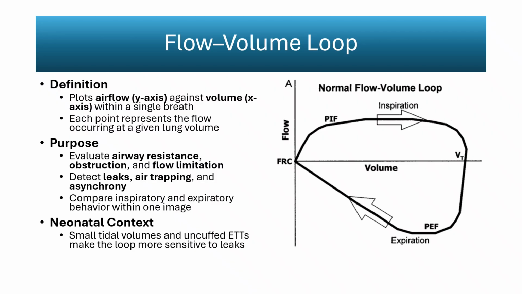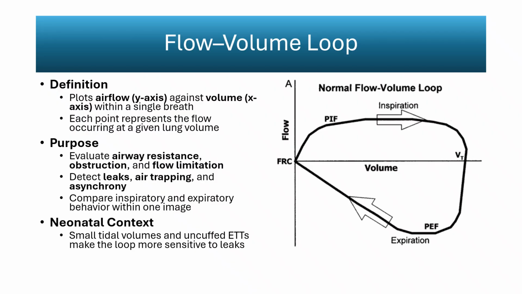The loop is also highly effective for detecting leaks, air trapping, or asynchrony. A leak reduces the measured expiratory volume and prevents the expiratory limb from returning to the starting point. Air trapping shifts the loop rightward or causes it to end at a higher volume than where it began. Asynchrony can produce irregular shapes that interrupt the expected contour.